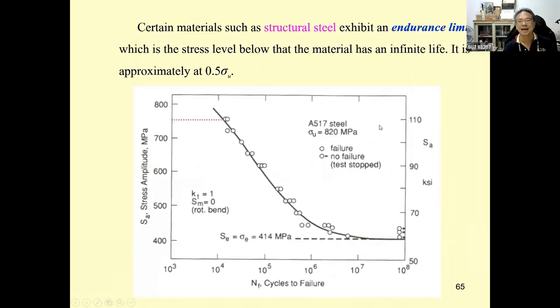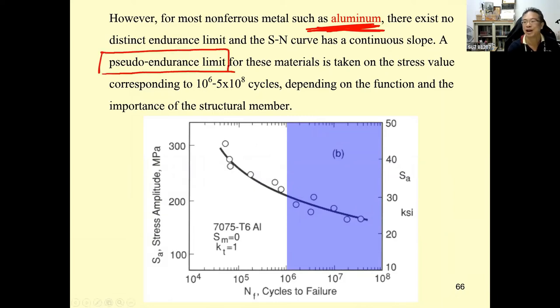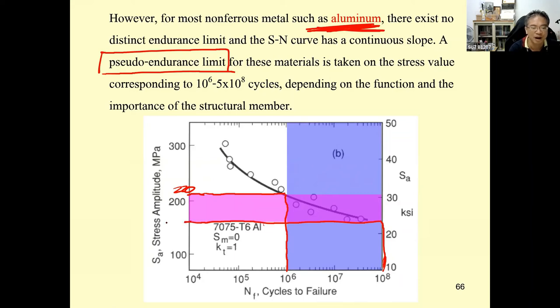And then there is another material such as aluminum. We use a lot of aluminum in the structure of the airplane. But the aluminum doesn't have a clear endurance limit. You're going to find an endurance limit based on what we are going to use. If we would like to use this for a million loading cycles, you can decide it by 220. If you take 100 times repeated load, you decide it with an endurance limit of 160.